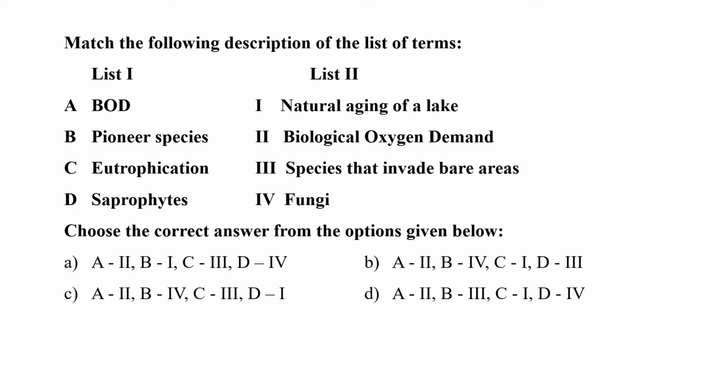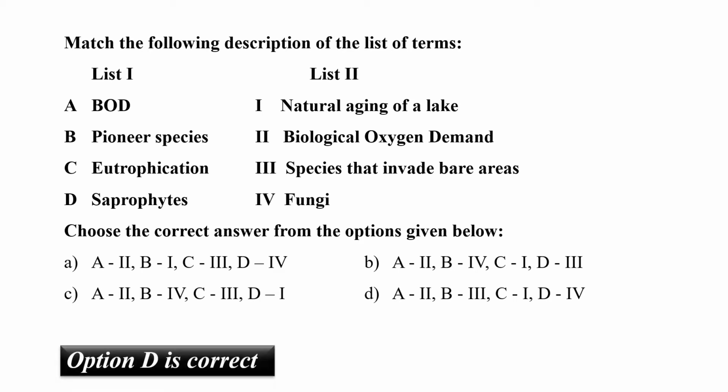So the correct match here is option number D, where A matches with biological oxygen demand, B, pioneer species matches with species that invade bare areas, eutrophication matches with the natural aging of lake, and saprophytes matches with the fungi. Option number D is the correct answer.